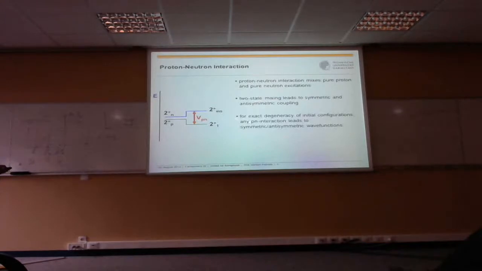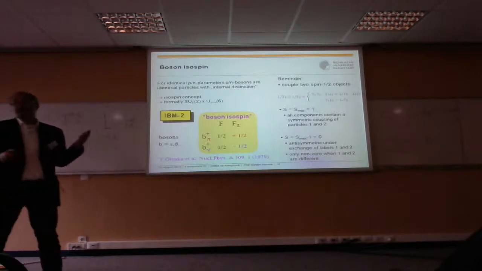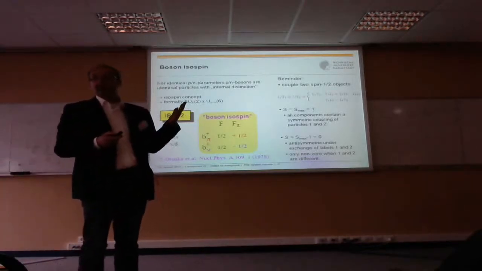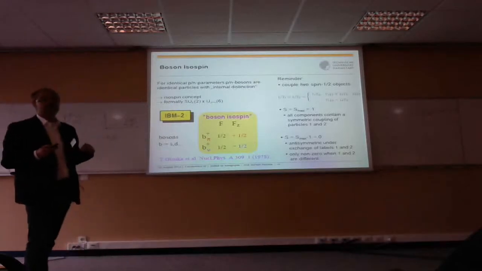Okay. And so for exact degeneracy, when you have chosen identical excitation energies of the initial configurations, any p-n interaction leads to this symmetric antisymmetric wave function. And that means you get exact degeneracies of these states for equal parameters in the Hamiltonian for protons and neutrons. So if you use equal parameters for the proton and neutron d bosons, and for the quadrupole operators, then you get these symmetric and antisymmetric wave functions. Then you can consider the bosons also as being identical, only having an internal variable, the isospin label, proton or neutron, that distinguishes these identical bosons.